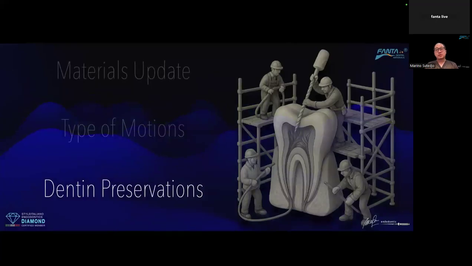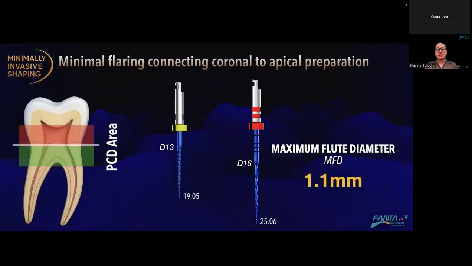So last but not least, let's talk about dentinal preservation. What I mean by dentinal preservation is that we should have a minimal flaring that connects the coronal part of the tooth and the apical part of the tooth. And the L1 Mini system is also adapting this type of minimally invasive approach. They now try to reduce the maximum flute diameter to only up to 1.1 millimeter at the biggest area at the coronal. Why is this important?